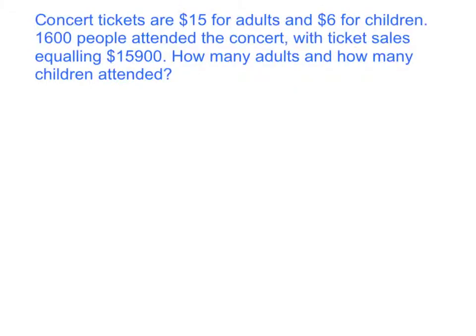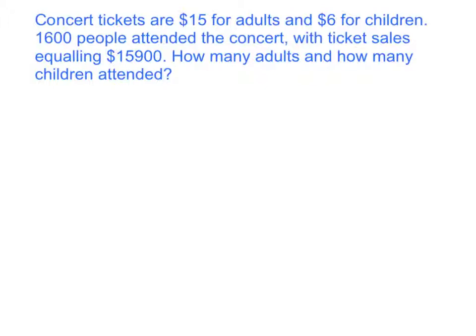Now, next question: we have a concert where tickets are $15 for adults and $6 for children. There were 1,600 people in total who attended the concert. Ticket sales ended up being $15,900. And we want to find out how many adults and how many children attended this particular concert. So we need to set up two equations.